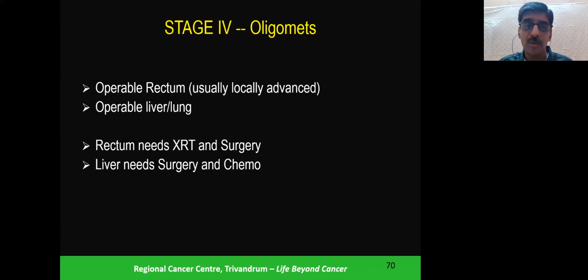So the rectum is operable, it's still locally advanced, and the lung is also operable. So how would you go about sequencing the treatment? This is very interesting for surgical oncology PGs and GI surgery PGs.